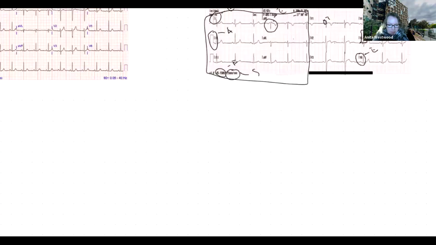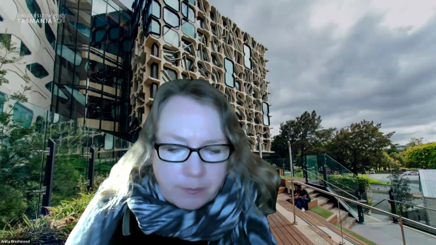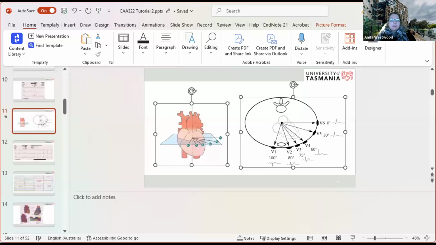But view of the heart. I don't know if I can share. Can I show one? If I can find one. I'm not sure if I've got one. What about this one? Can we see this? Yeah, positive. Yep.